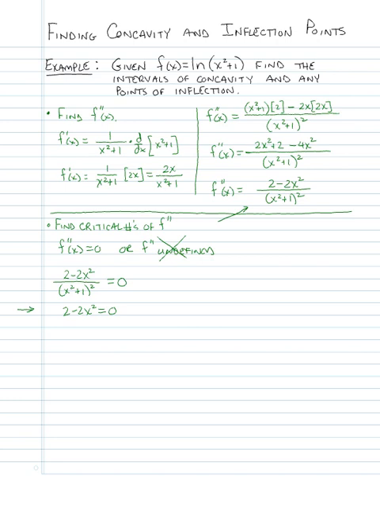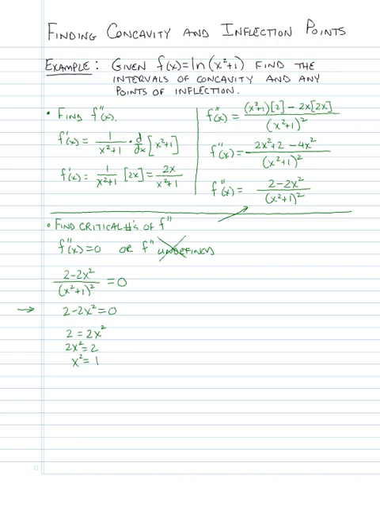So what I will do here is add 2x squared to both sides, so it will look this way. And then I'm just going to turn that around because I like it to look that way a little more. Then I'm going to divide both sides by 2. When I divide on the left by 2, I get x squared, and when I divide on the right by 2, I get 1.